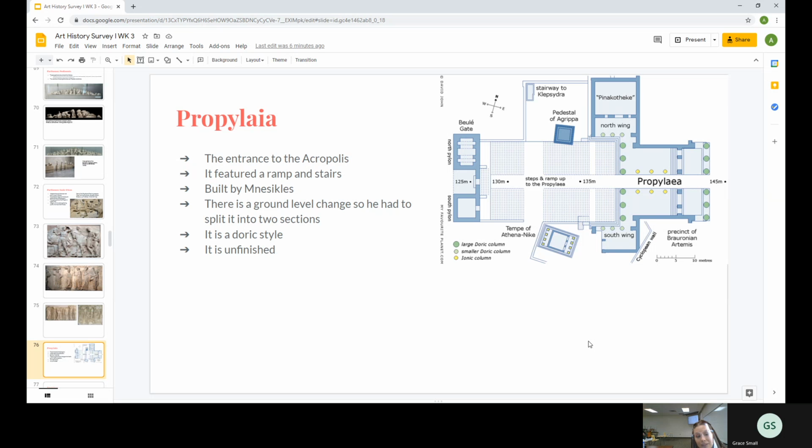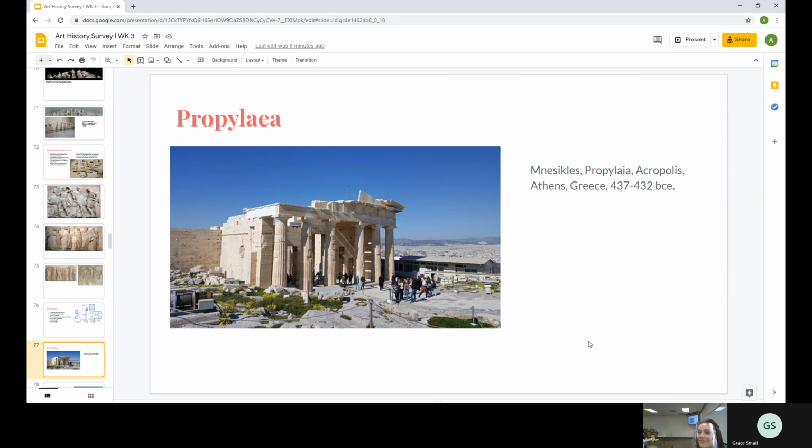Moving on to, unless I have a picture of it. Oh yeah, this is what's left of it. So you can kind of see the large ramp is still there and the large doorway for the chariot, as well as the smaller doorways for people to walk through.